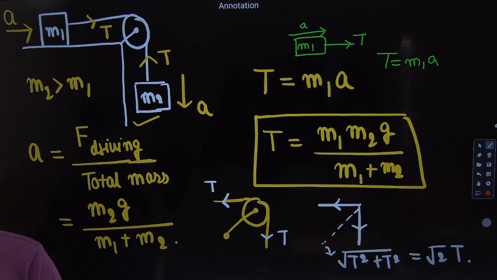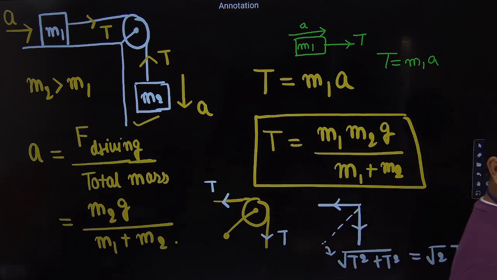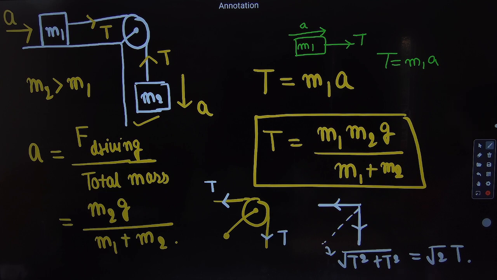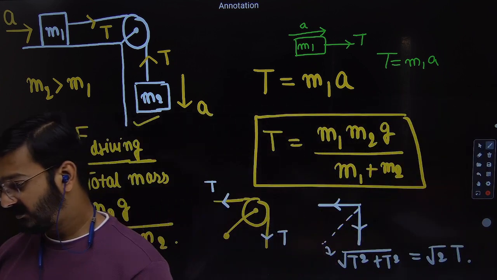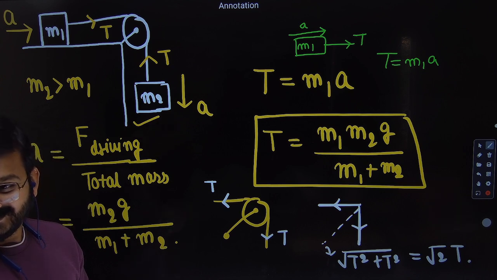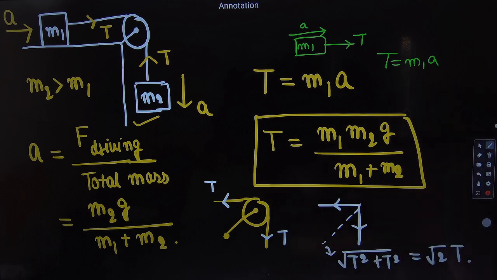Any doubts? Simple question. This question we should be able to solve within 30 seconds. If you have understood the fundamental, finding the acceleration trick is very useful: driving force by total mass. You will see how. It will save your time in complicated questions. Done? Write a bit fast, otherwise I have to extend the class. Any questions?